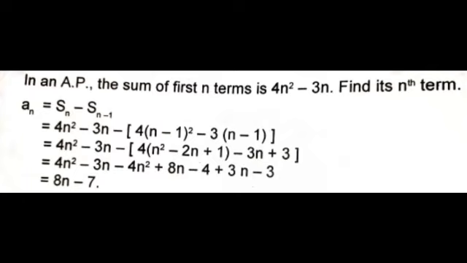Putting these values, we have for this expression 4n square minus 3n, minus, in brackets, 4 into, now we will put the value n minus 1 in place of n, so it is (n minus 1) whole square, minus 3 into (n minus 1). After simplification, we have the nth term as 8n minus 7.